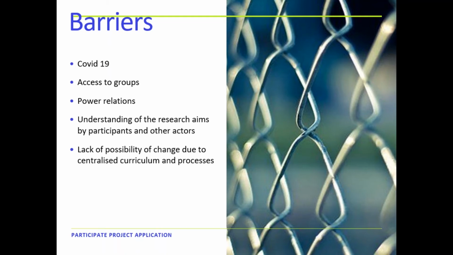Thirdly, I think there are a lot of issues of power relations here, and I think it needs thinking through: the role of our project, the role of adult education teachers, the role of adult education managers, and the position of refugees. I don't think the power is equal in any way. The question I've already raised: the understanding of research aims by participants and other actors. And finally, the lack of possibility of change due to centralized curriculum and processes.